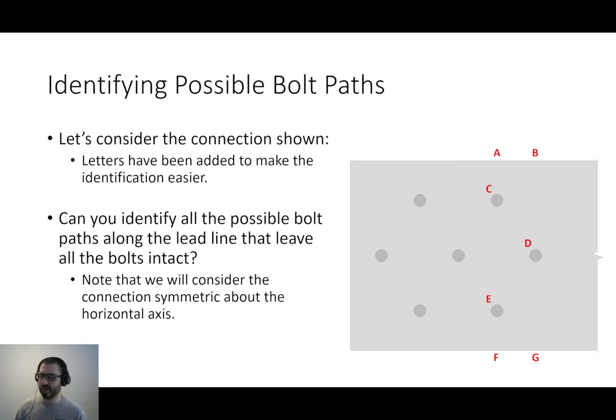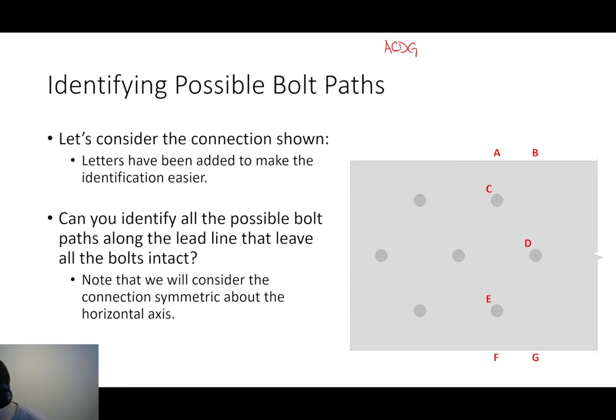All right, so let's see if we can identify those. I'm going to give you one of them. Let's look at A, C, D, G. Path A, C, D, G, if I just connect those lines, that leaves all the bolts intact, because if I were to cut the member, imagine taking a pair of scissors and cutting the plate along that red line, I could pull that member off, I could separate that member into 2 pieces, and I wouldn't have to snip any of those bolts in half. If that's still a little iffy to understand, you're going to see what I mean here in a second.